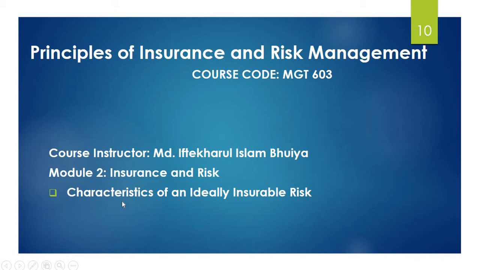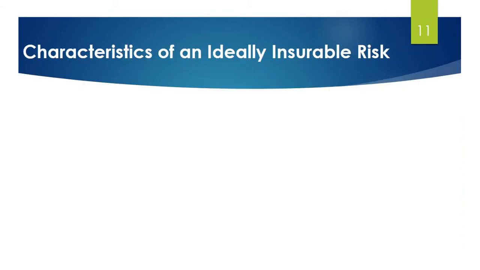In our previous lecture, we covered the definition and basic characteristics of insurance. In this lecture, we are covering the characteristics of an ideally insurable risk. There are 6 characteristics of an ideally insurable risk. Let's move to the first one.